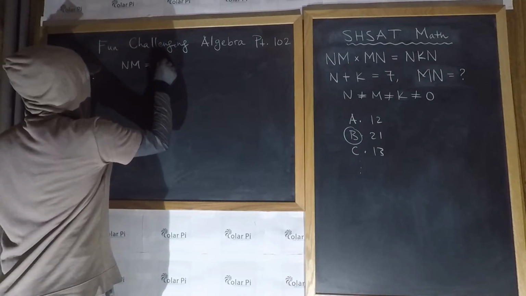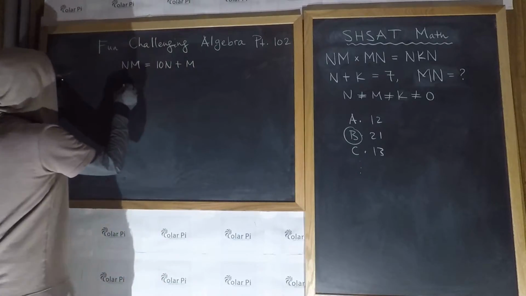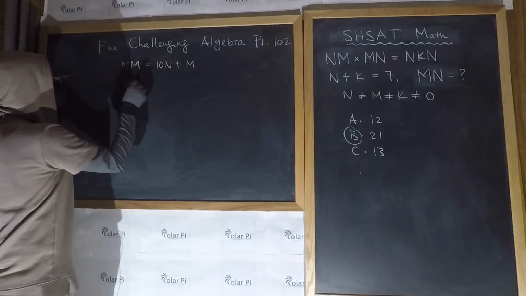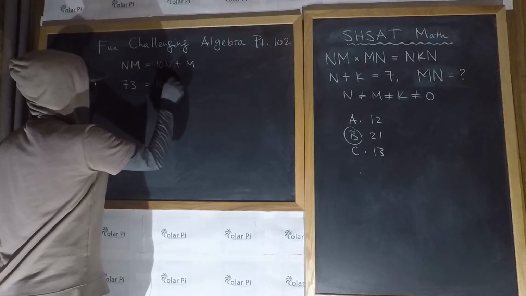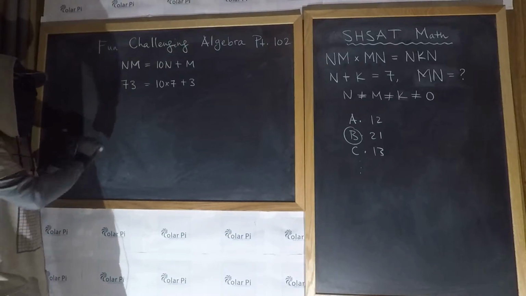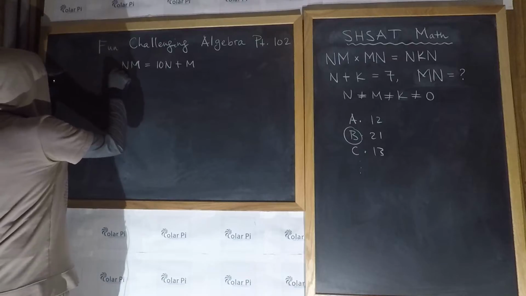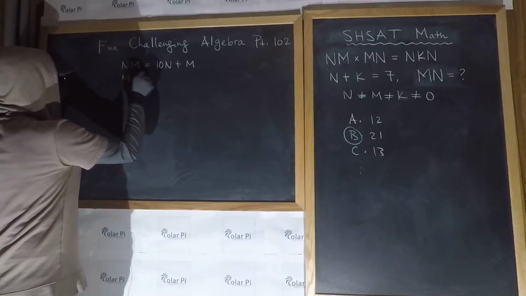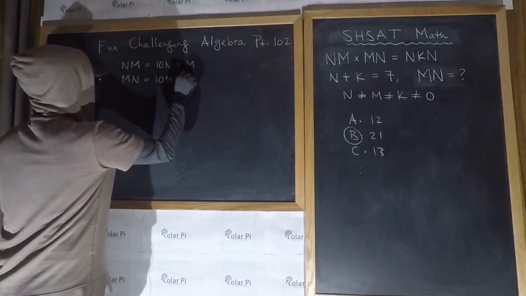But to say that NM is a 2-digit number is to say that we could write it as 10 times N plus M. For example, if our 2-digit number is 73, that's 10 times 7, which is 70, and then plus 3. That's what 73 is. Okay, you buy that? Fine. By the same argument, MN has to be equal to 10M plus N.